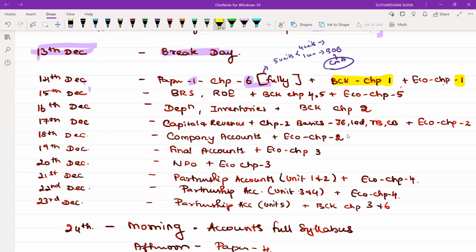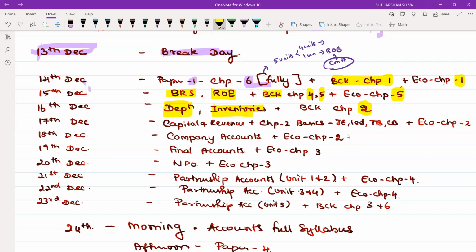Then on 15th December, we will focus on BRS and rectification of errors. BCK chapter 4 and chapter 5 we will focus on, and in economics we will focus on chapter 5. On 16th December, we will focus on depreciation and inventories, and depreciation chapter number 2.